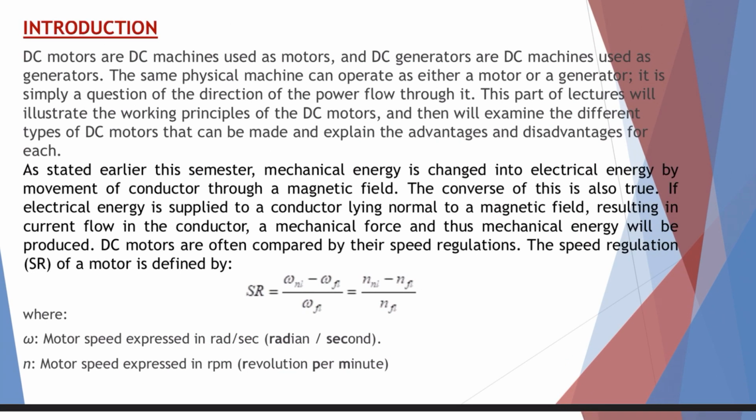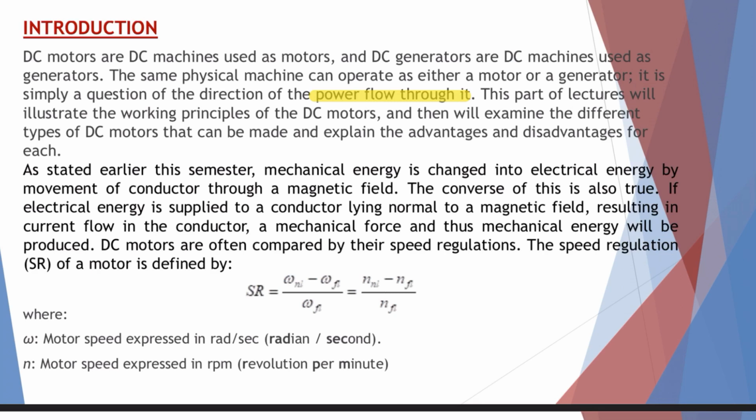Introduction. DC motors are DC machines used as motors, and DC generators are DC machines used as generators. The same physical machine can operate as either a motor or generator. It is simply a question of the direction of the power flow through it.